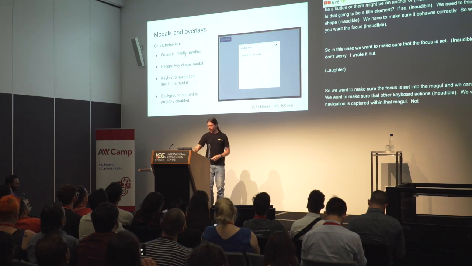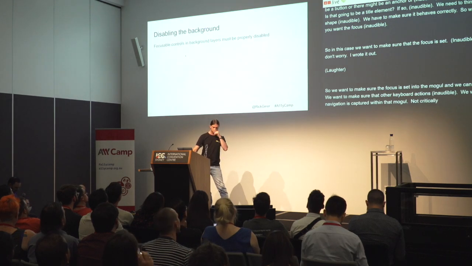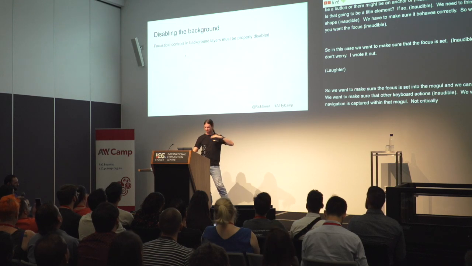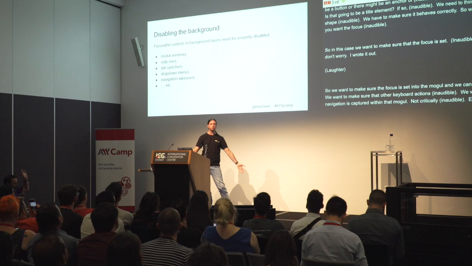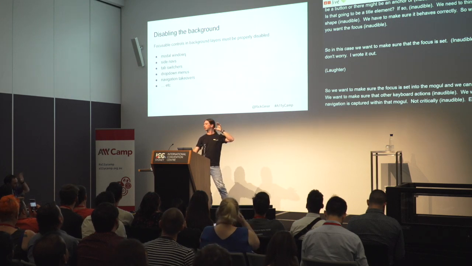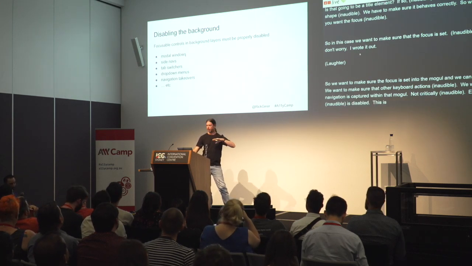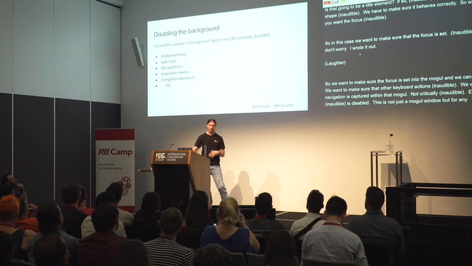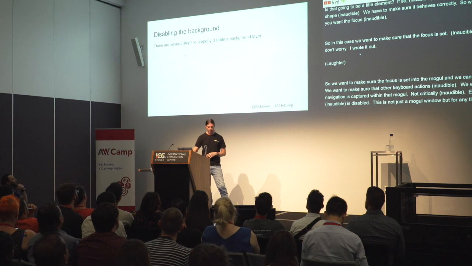That last point is worth dwelling on because it can be a little tricky. Everything that is visually grayed out and disabled needs to be literally disabled. This is not just for modal windows, but for any time that you create an active element, an active part of the page, so side navs or tabs.